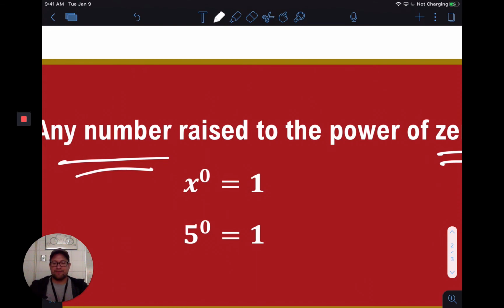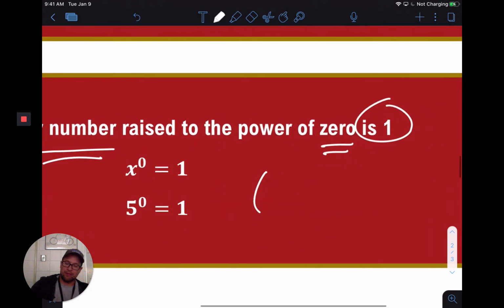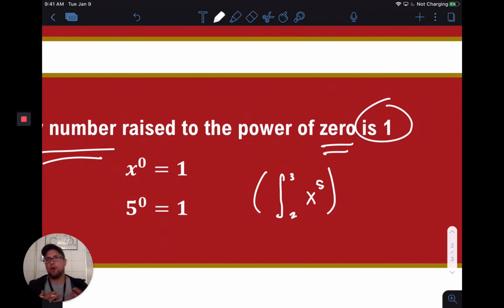If I have 5 to the 0 power, it's going to be equal to 1. If I had, let's make the most complicated math idea we could, right? If I have the integral of 3 and 2, and I want that as x to the 5th, and I take this whole thing, you don't even know, that's a calculus idea right there, ladies and gentlemen. But if I raise it to the 0 power, you know what that's equal to? 1. Anything raised to the 0 power in math is always equal to 1.